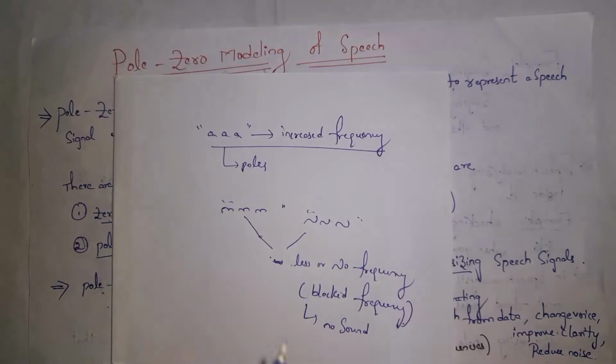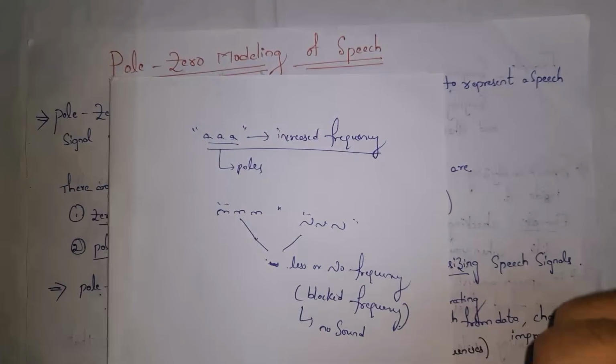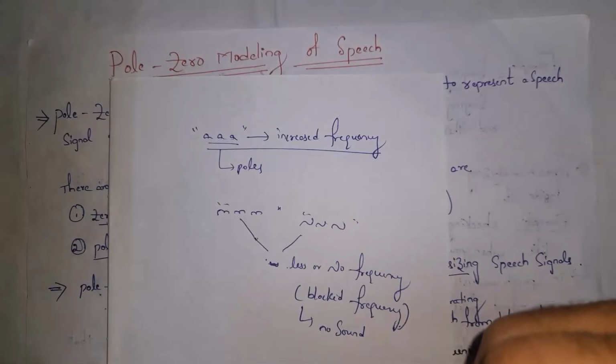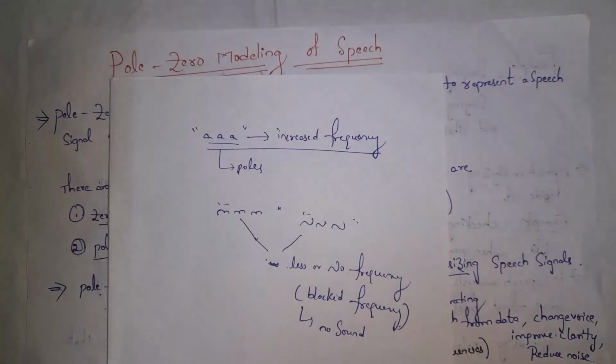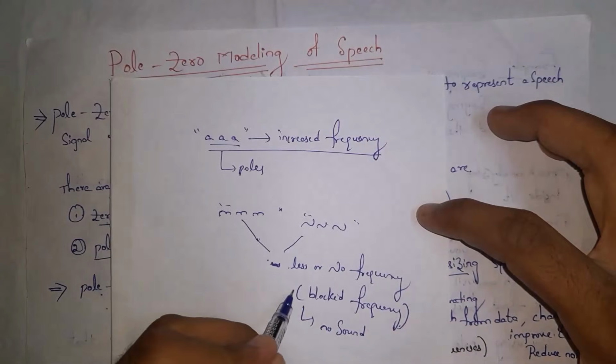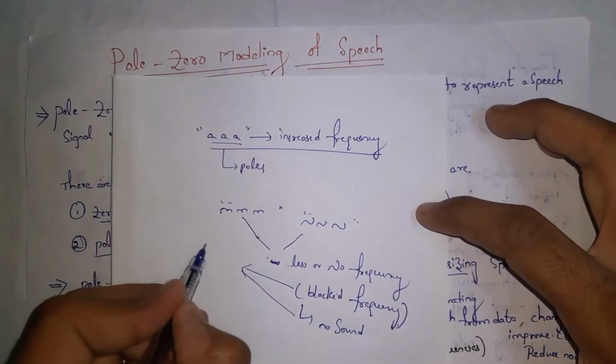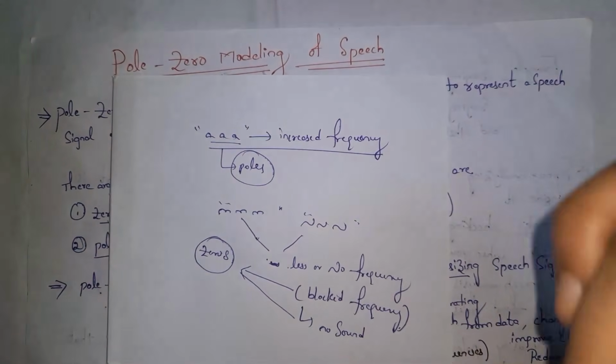For example, if you consider vowels like A, E, I, O, U, whenever you speak A, our mouth will be opened and sound will be high. So we call it increased frequency, and we will represent increased frequency with poles. And for example, if you consider M, N, whenever we speak M, our mouth will be closed. So there is less frequency or no frequency. Generally we consider it as blocked frequency as there is no sound, and we will represent this blocked frequency or no frequency with zeros. So poles mean increased frequency.